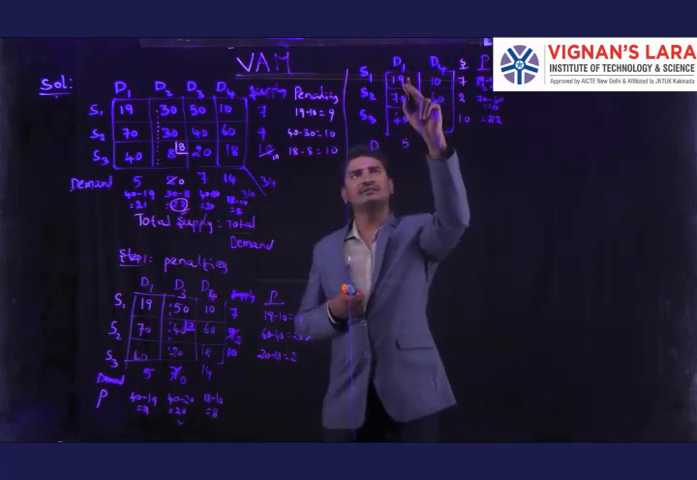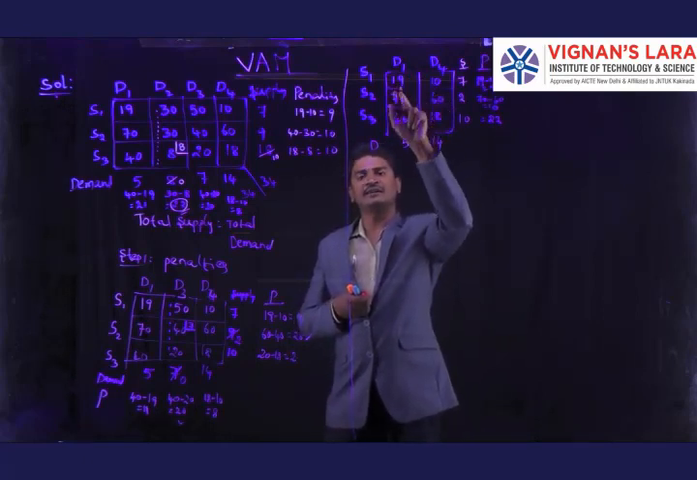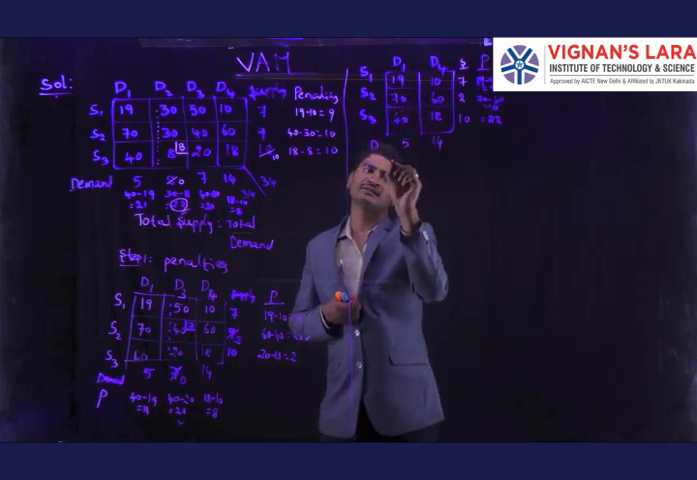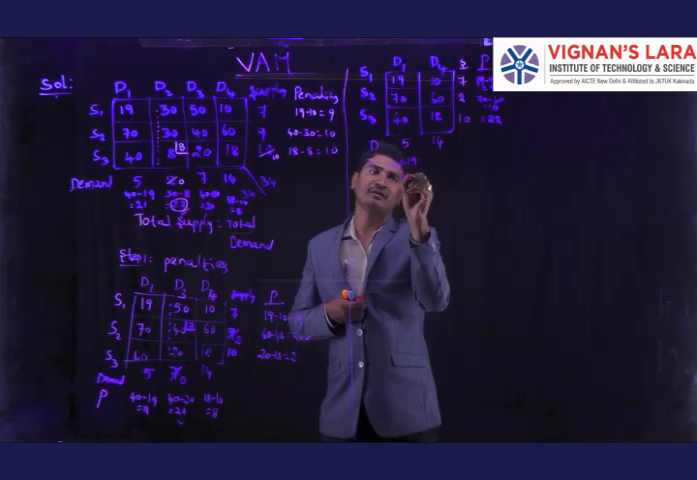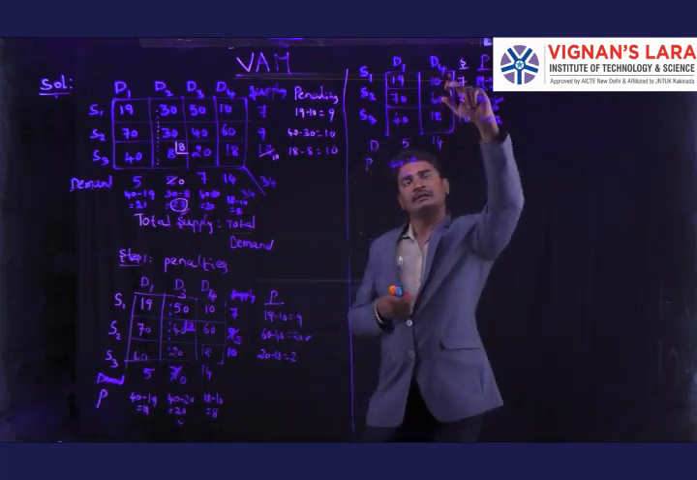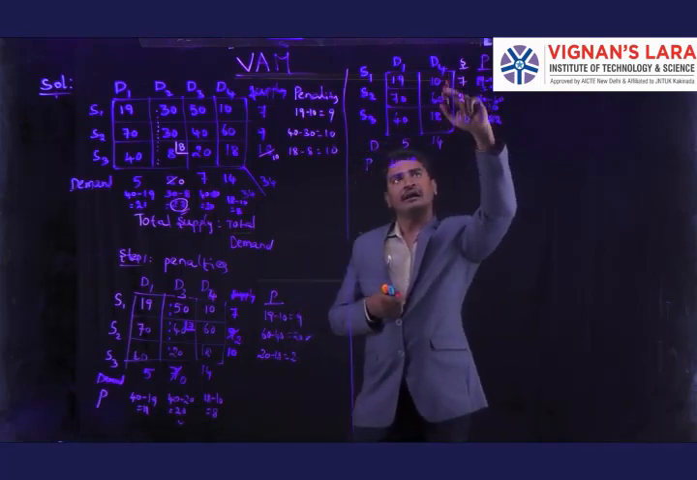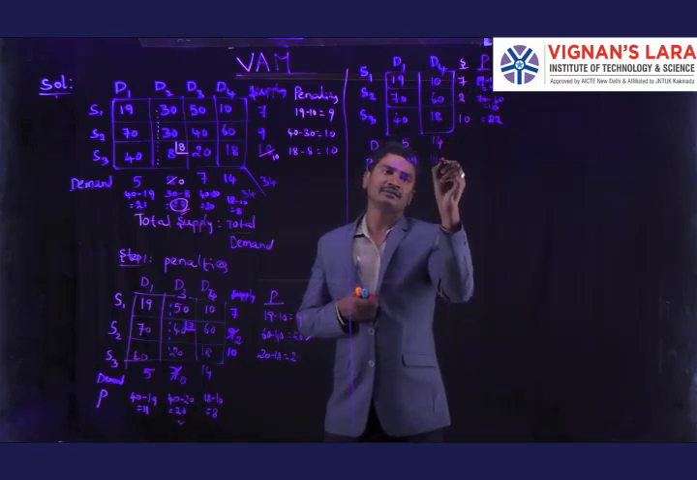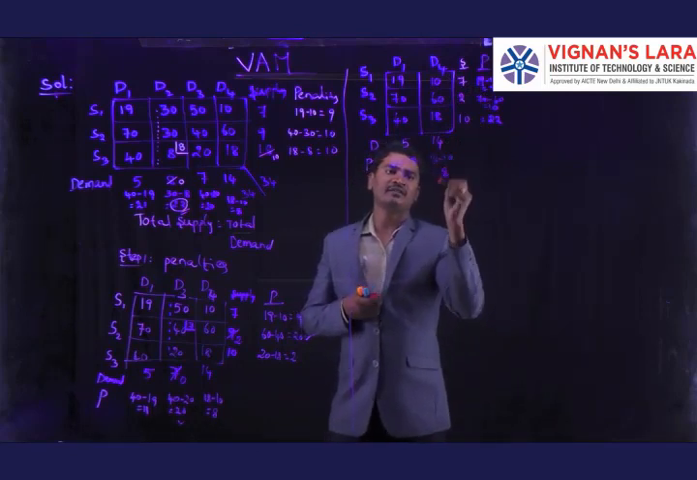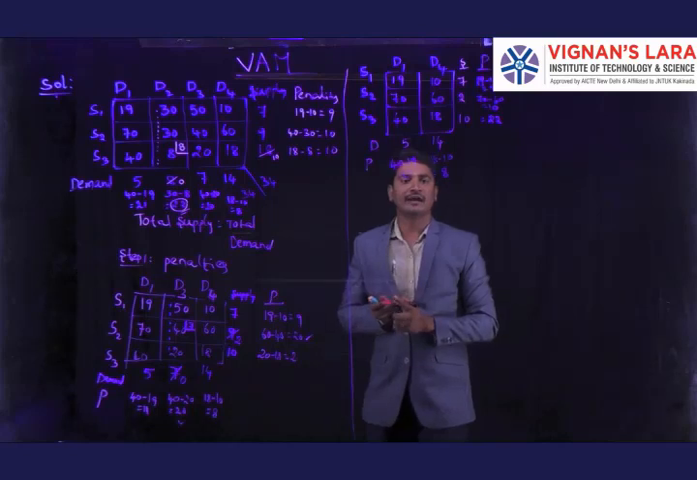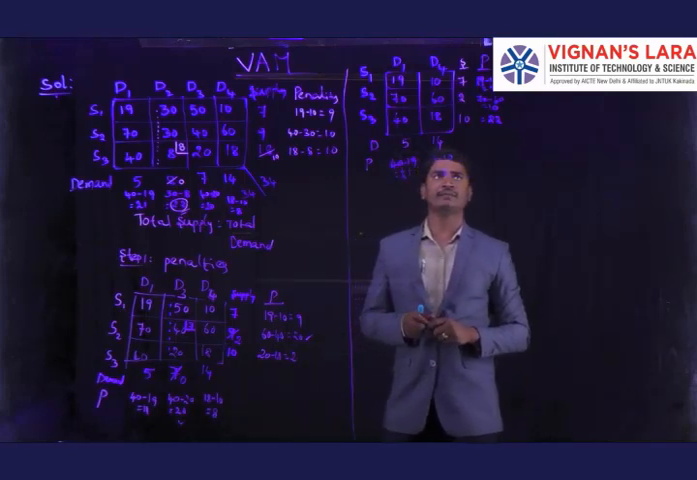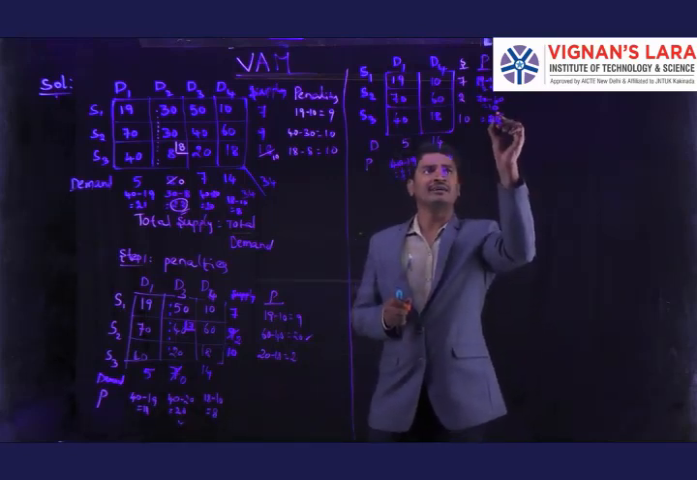Which one is the least? Here 19 is the least. Then the next least, near that, 40 is there. 40 minus 19 is 21. Okay. Next, here 10, 60, 18 are there. 18 minus 10, 8. Okay. From this we are going to identify the highest penalty. Which one is the highest penalty? Here the 22 is the highest penalty.